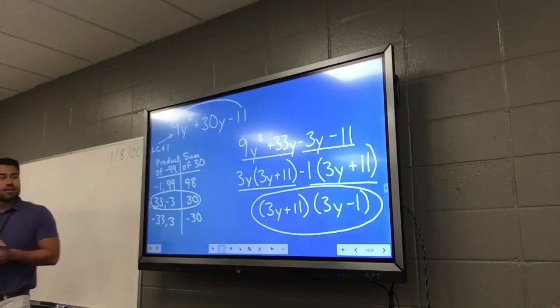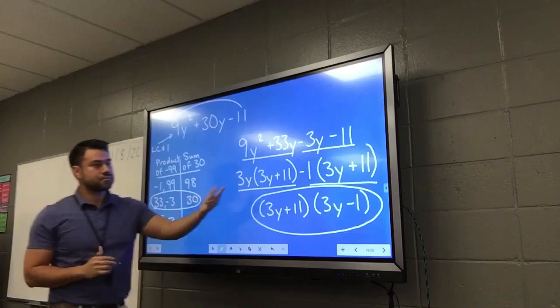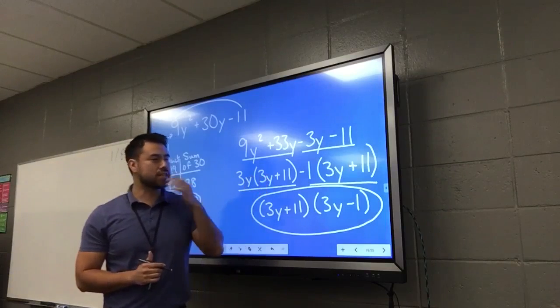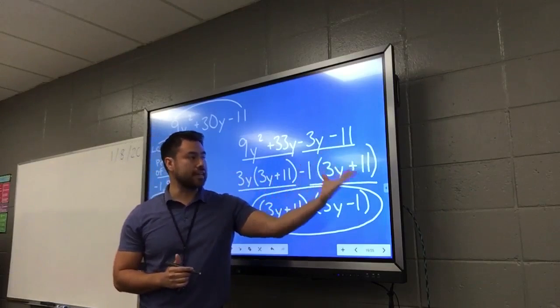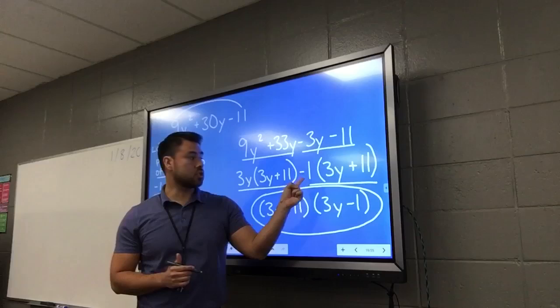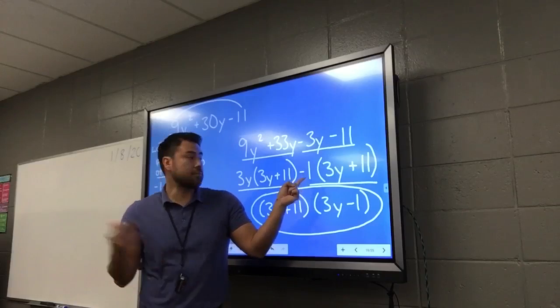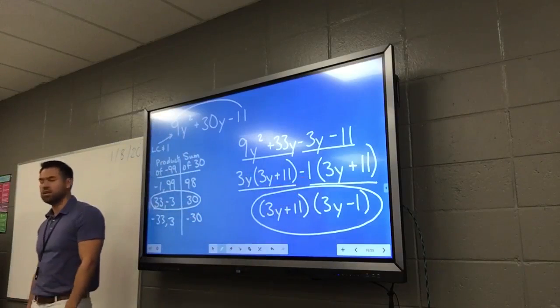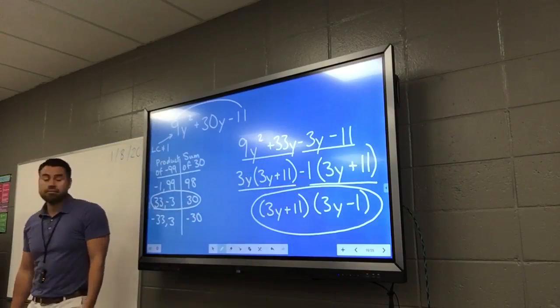Yes, sir. Once you get the first, like, 3y plus 11, can you just go ahead and put it over the other one? I guess in a sense you could say that is 3y plus 11, but you still got to get that number right. Because it could be negative 1, it could be whatever. It was whatever that GCF was. Doing both of them, sort of checking it. Yeah. As you're doing it.